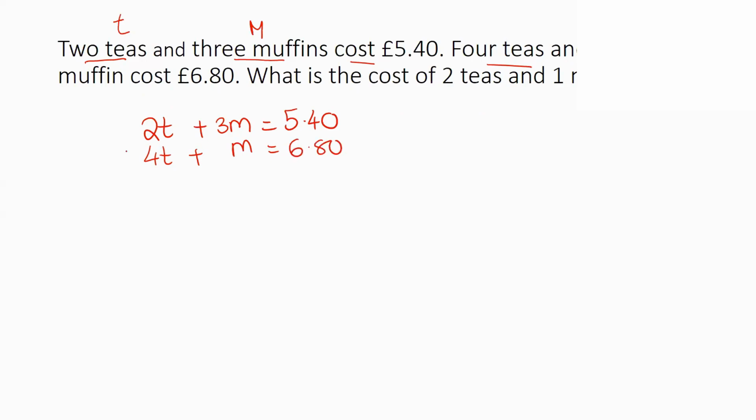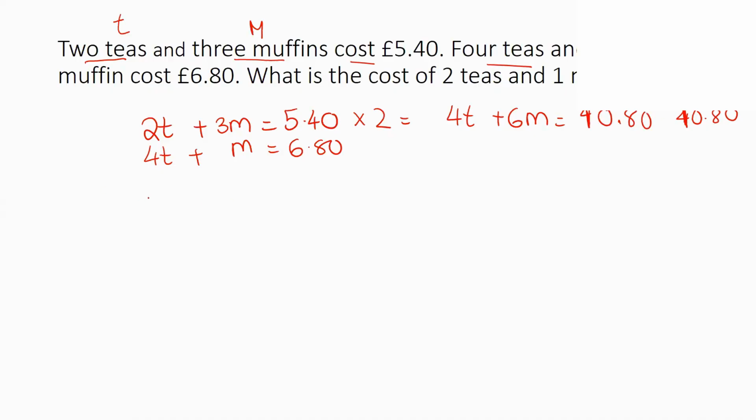Now you can either multiply this by 3, so that you will have 3M here, and you can eliminate this, or you can double this. So I'm going to double this. If I double this, that's going to be 4T plus 6M equals, 5.40 times 2, oops, sorry, 5 times 2 is 10. Apologies. So 10.80.